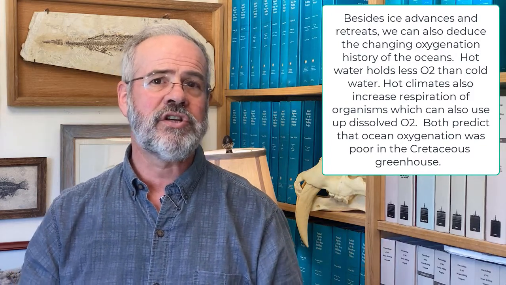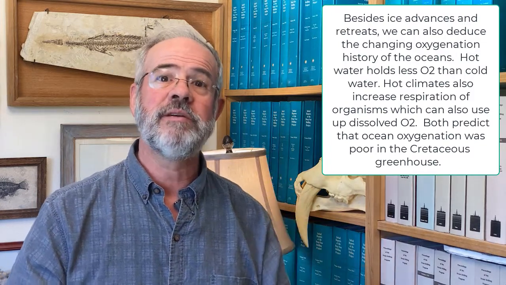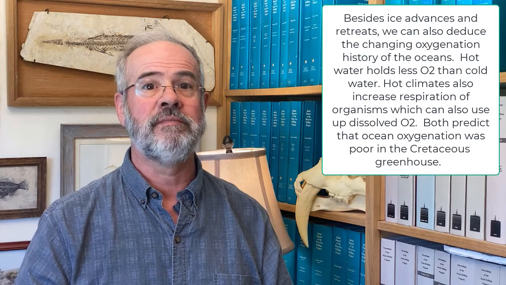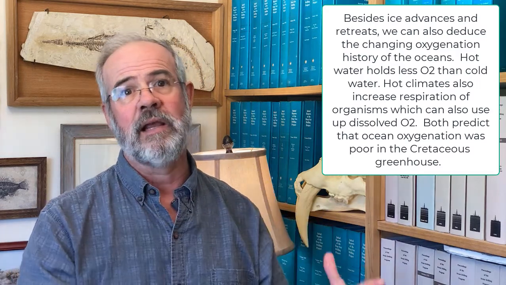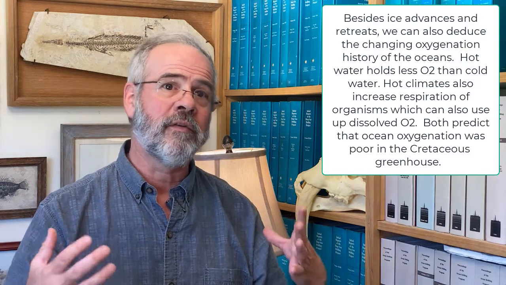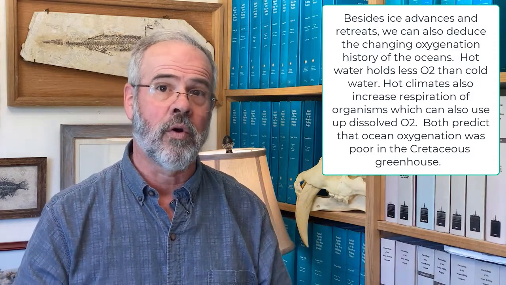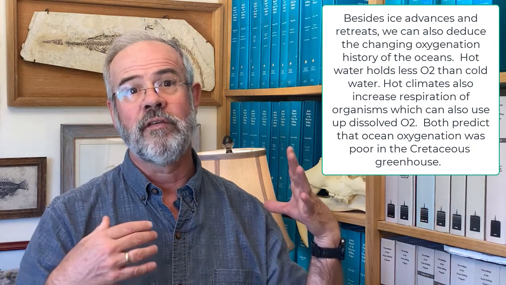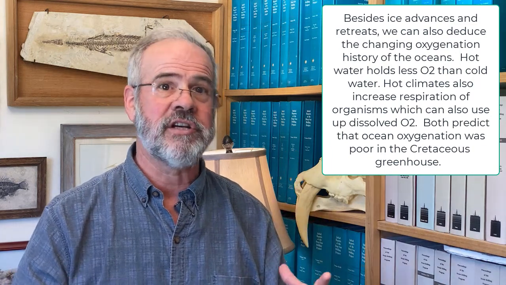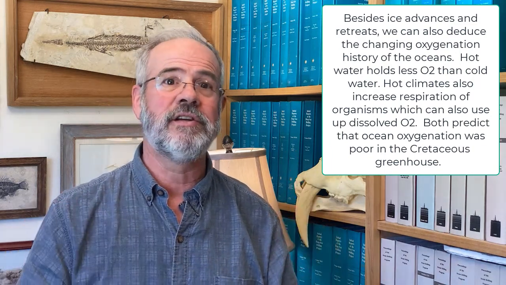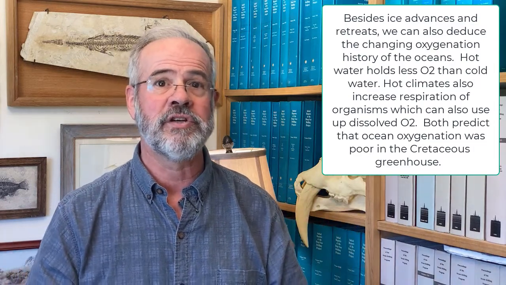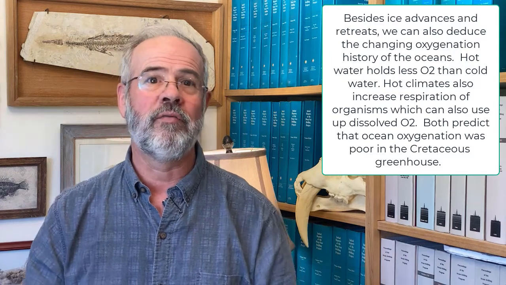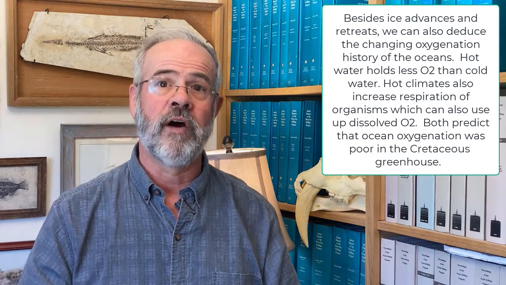Besides sea level and ice sheets, we can also deduce the changing amount of oxygen dissolved in the ocean. In the greenhouse world, the world's oceans were badly oxygenated because warm water holds less oxygen in solution than cold water does. Warm water also speeds up the physiological energy demands of everything from bacteria to whales. Organisms literally have faster metabolisms in warm conditions, so they need to eat more when it is warm than they would in a colder environment.